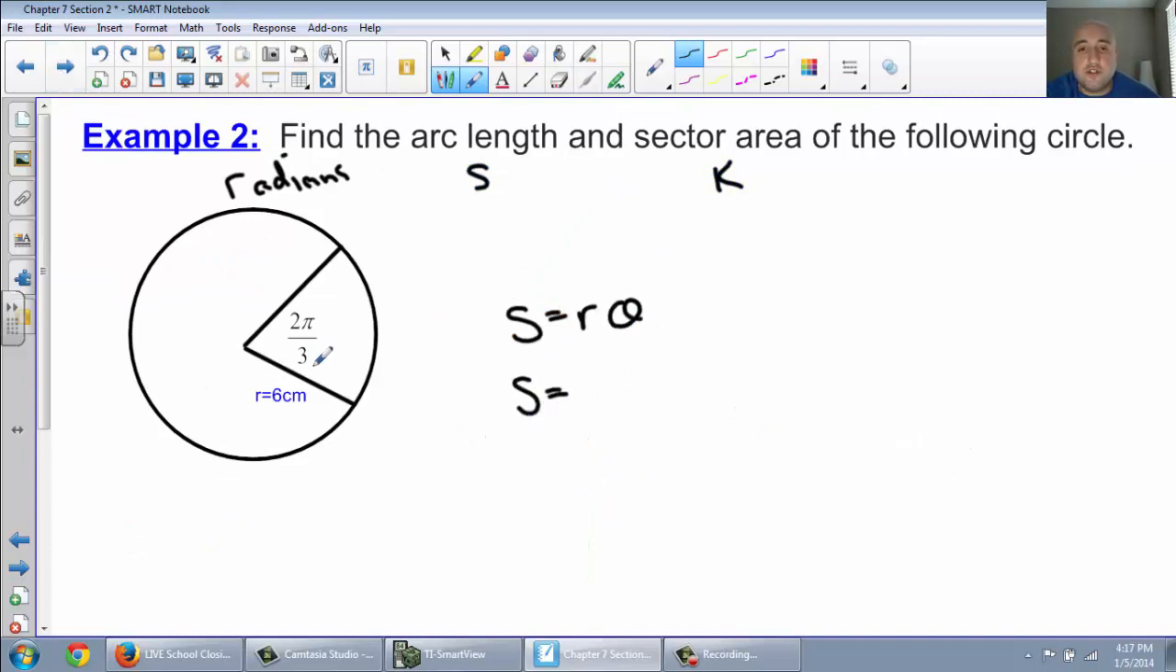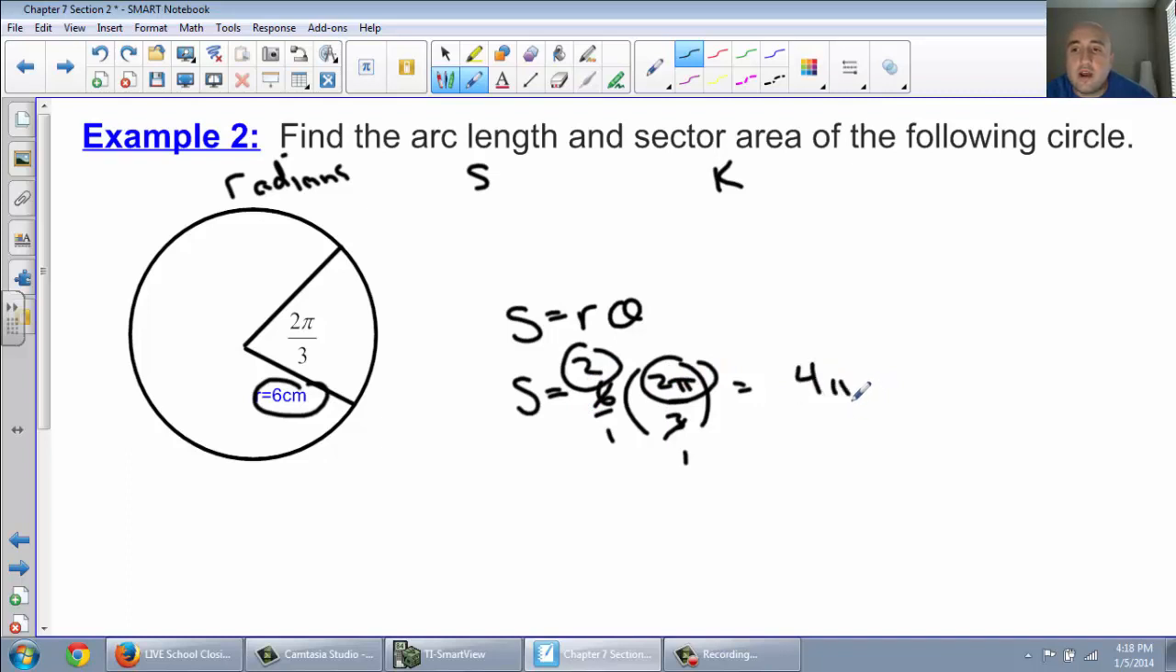This one is much easier to do. So R is 6. Theta is 2 pi over 3. Let's put 6 over 1. Let's reduce. 3 goes into 3 once. 3 goes into 6 twice. So on the bottom I have 1. I don't need to write that. On top I have 2 times 2 pi, which is 4 pi. And what's our unit? Centimeters this time. So S equals 4 pi centimeters.